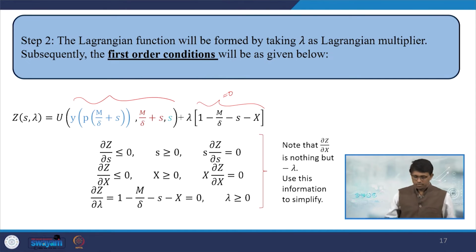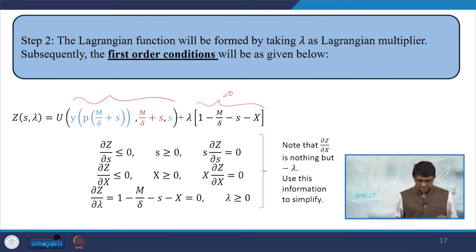Through the Lagrangian optimizing formula, we used to take the conditions. In that case, with respect to s, with respect to x, and with respect to lambda, three indicators are very important to discuss.